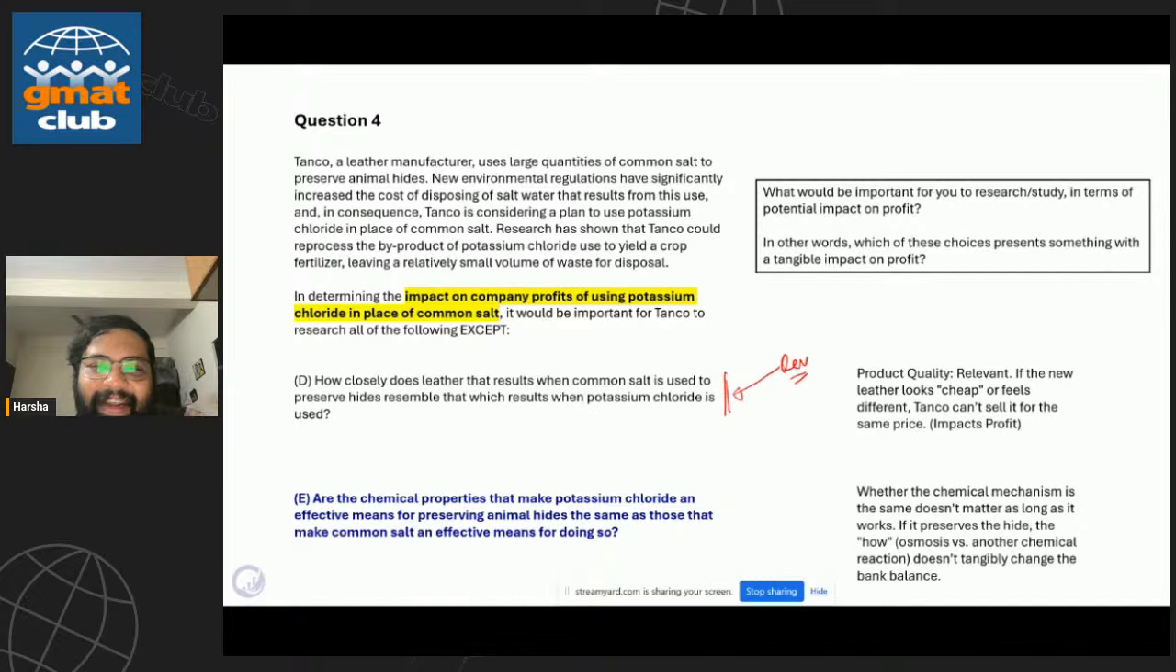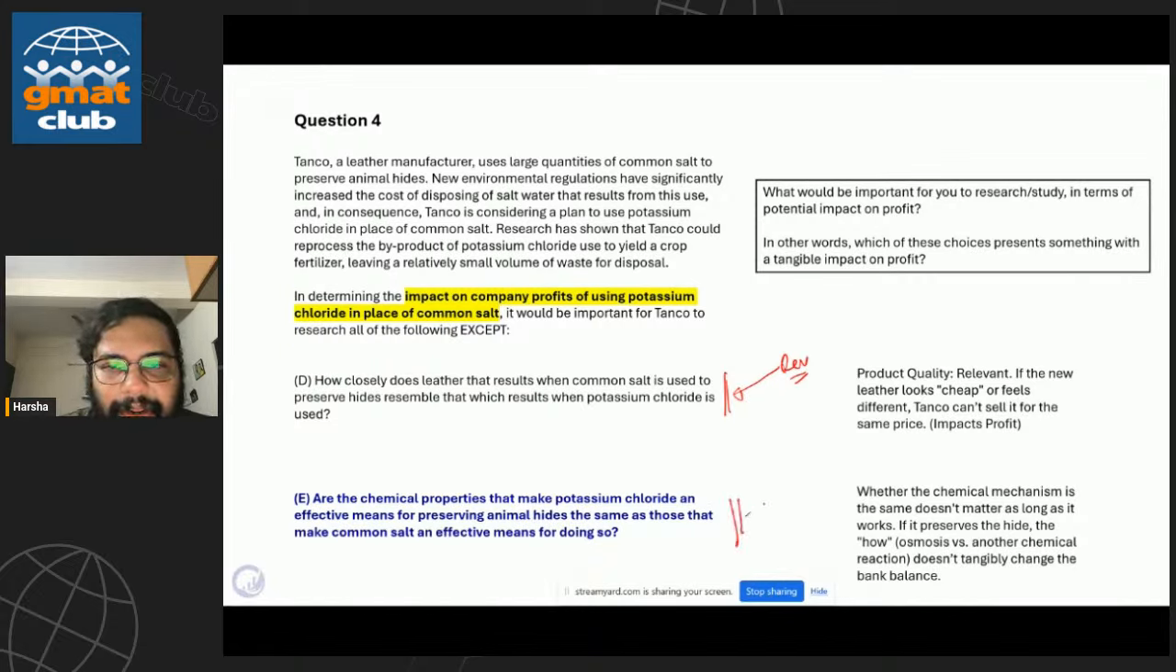But otherwise, it might have an impact on the price. Will people be ready to pay so much if the quality is a bit different? Those are questions that you should ask. So clearly, if you're the research team, you should be figuring all of this out before you roll out this thing. Yeah, before you roll out sodium chloride.